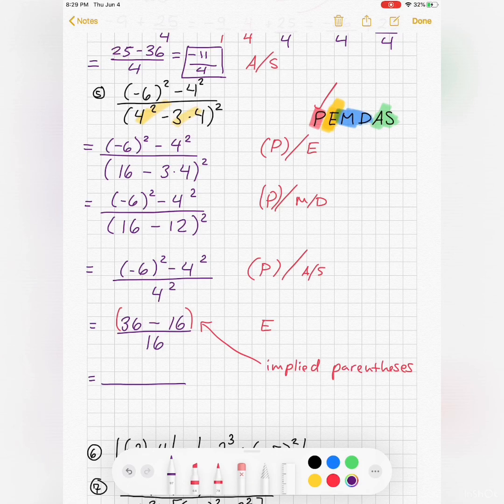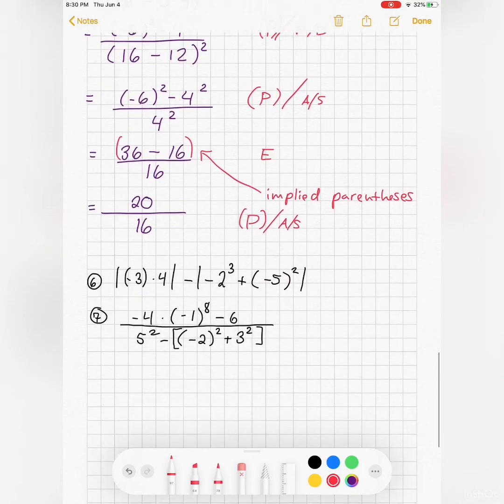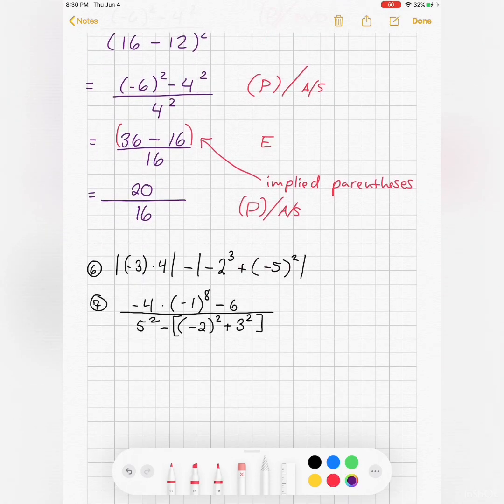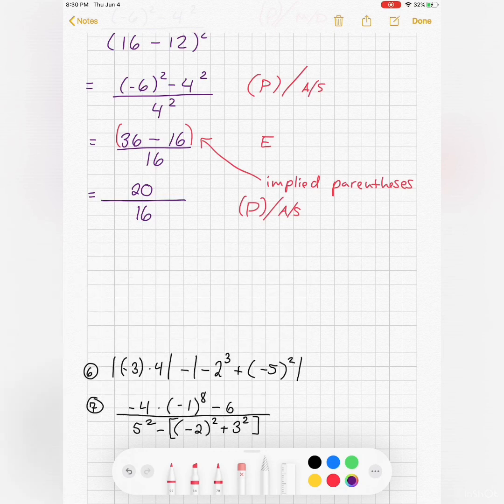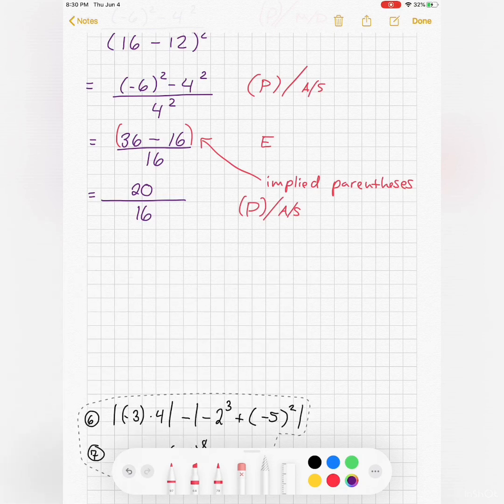So I want to go ahead and do that 36 minus 16. So that'd be 20. How would I label that step? I think I'd say, I thought about the implied parentheses and I did addition subtraction. So then I have an answer, but the only thing left is to maybe reduce that fraction.